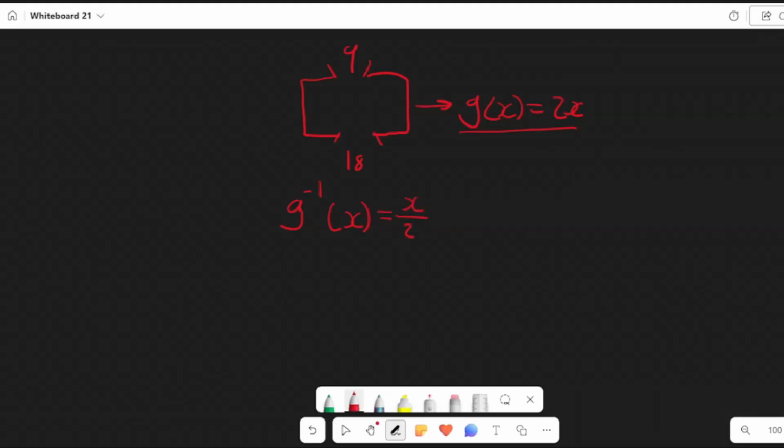And that makes sense because if I have an output of 2x and I were to input it into this function, you'll see that it just becomes equal to x. So g to the negative 1 of our function just becomes our input. And as such, the inverse function of g of x is going to be equal to x over 2.